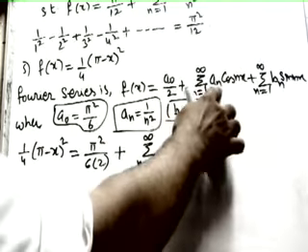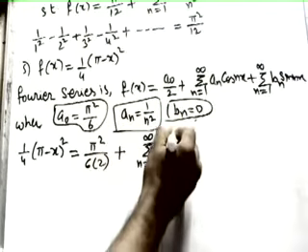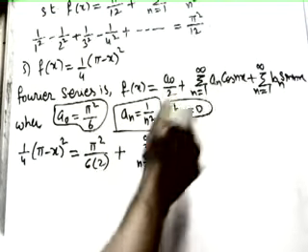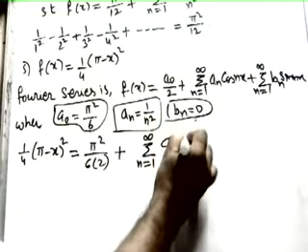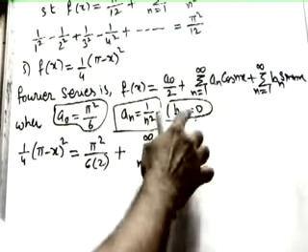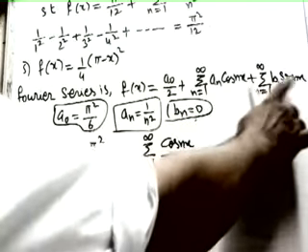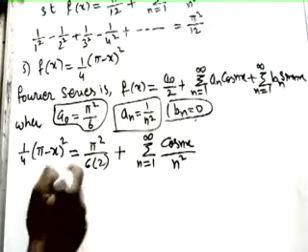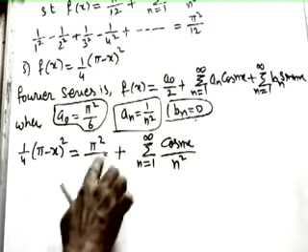plus sigma n equals 1 to infinity an. The value of an is 1 divided by n square into cos nx. I can write it like this, cos nx by n square. Since the value of bn is 0, 0 into a number is 0, this will become 0. So this is the proof.